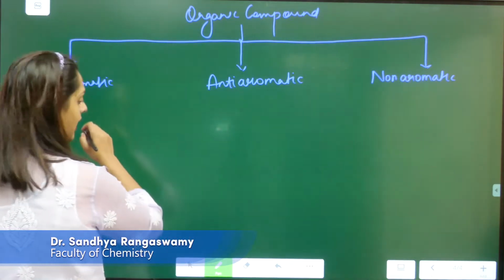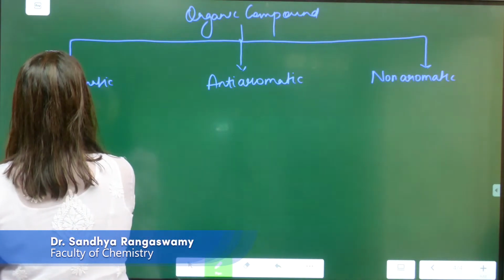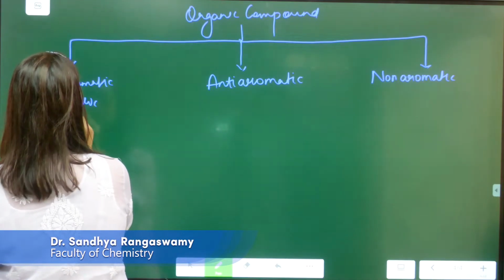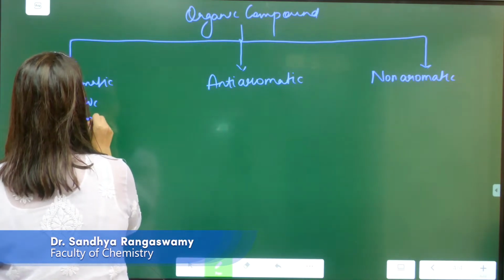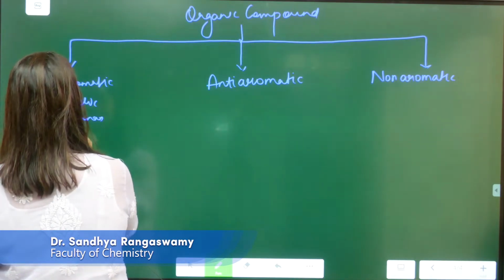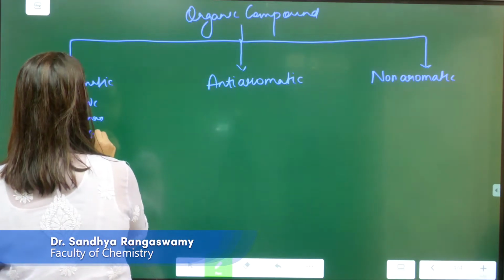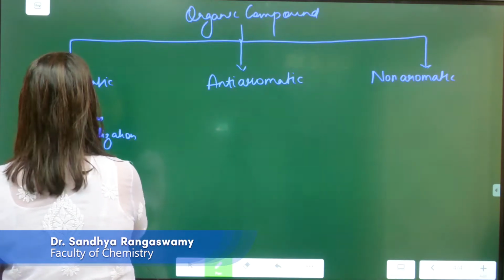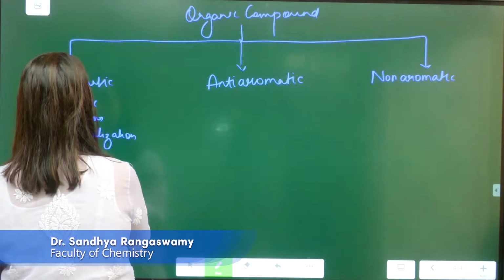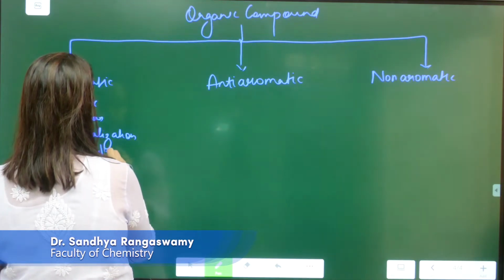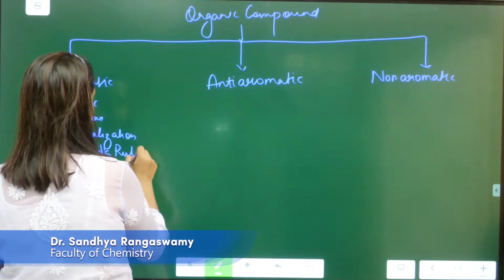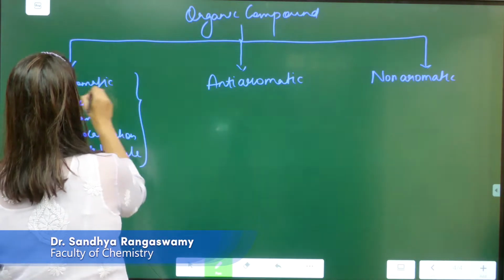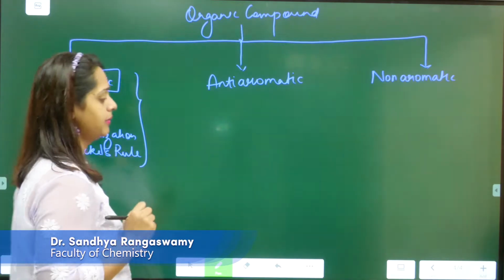So aromatic, I already saw the rule. It should be cyclic. It should be planar. It should have delocalization. And last but not the least, it should follow Huckel's rule. Perfect. So if all these four conditions are met, then the compound is said to be aromatic.